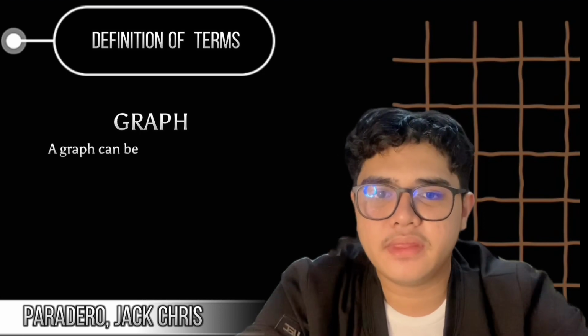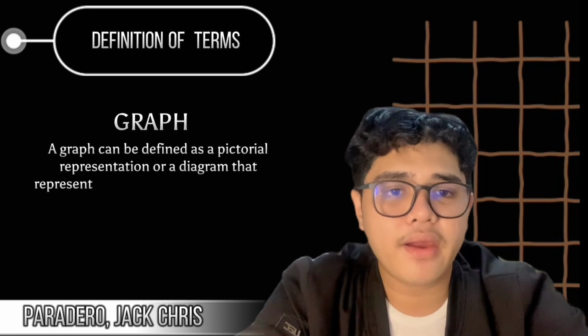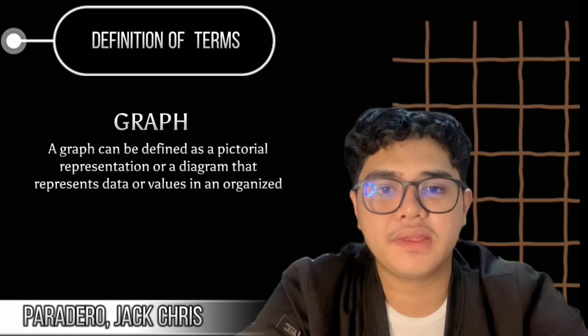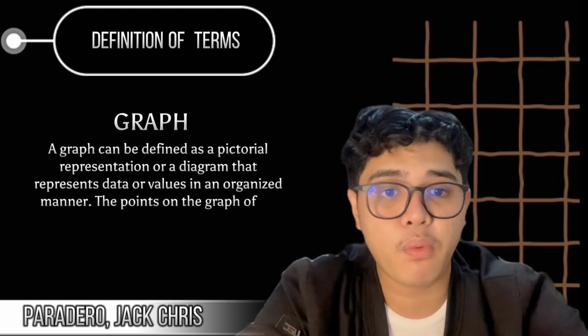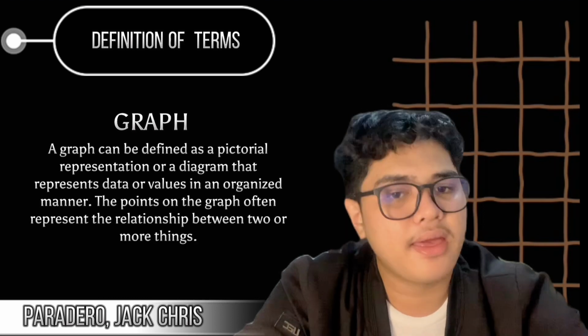Second is the graph. A graph can be defined as a pictorial representation or a diagram that represents the data or values in an organized manner. The points on the graph often represent the relationship between two or more things.